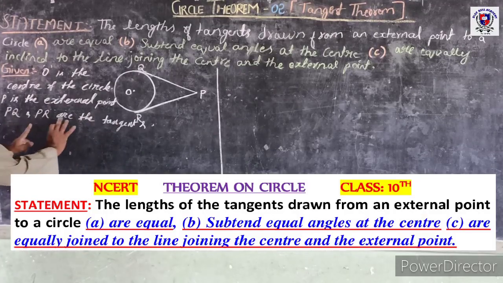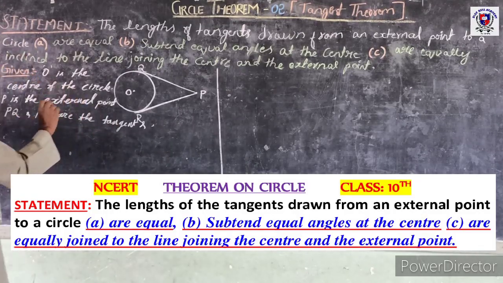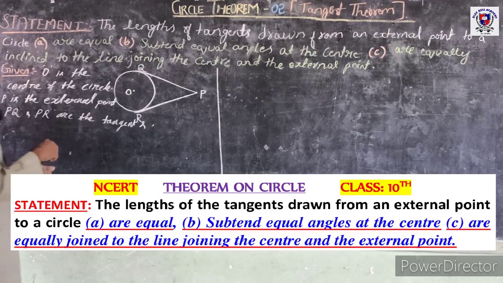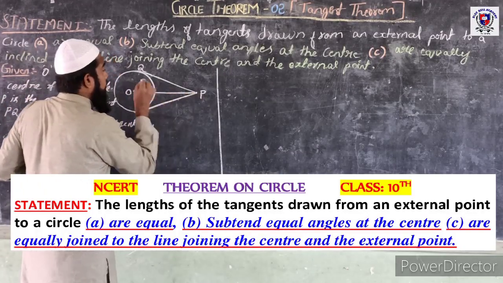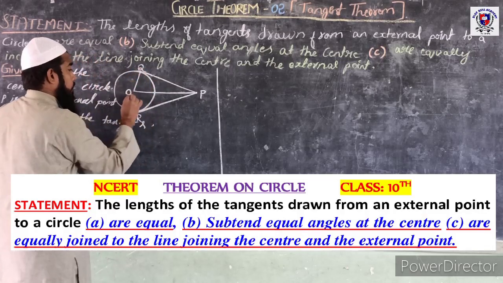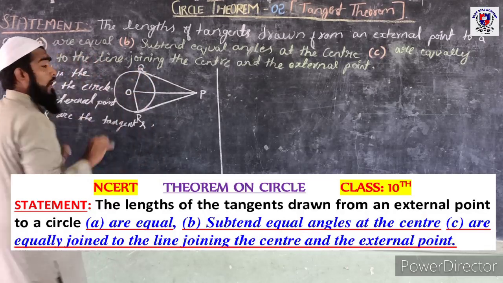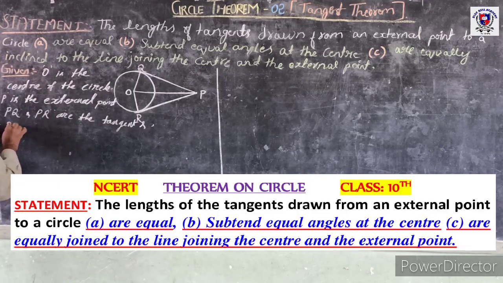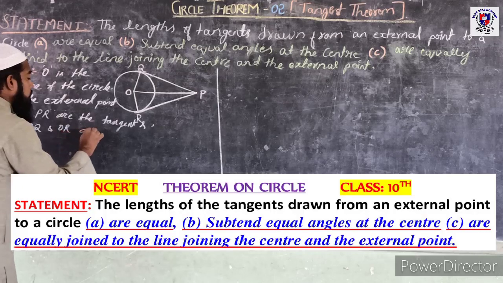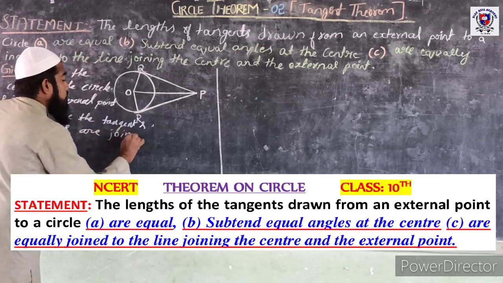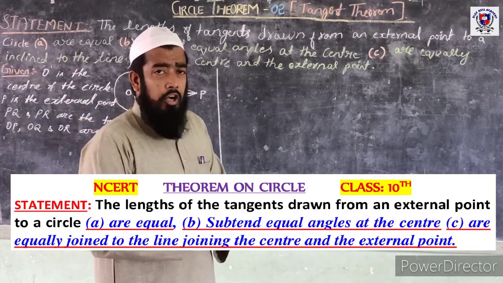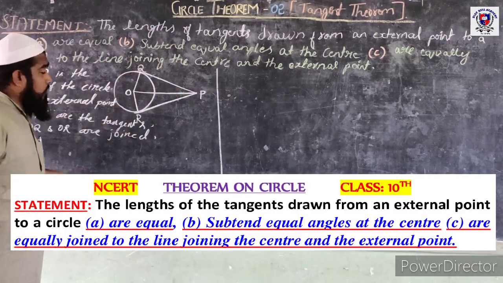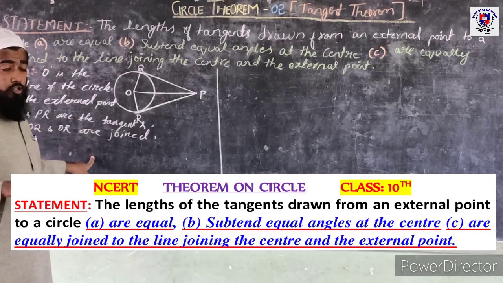So PQ and PR are the tangents, and for our proof we are joining OP, OQ and OR. So we write here: OP, OQ and OR are joined. There is no need to write a separate construction part for this, because whatever is required in the proving part, we need it, so we have to join it.